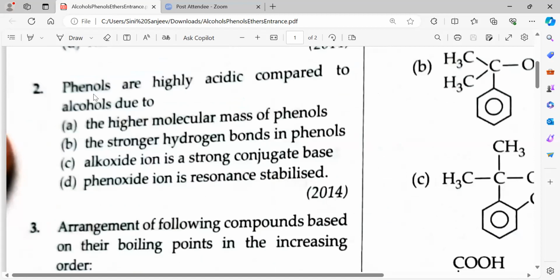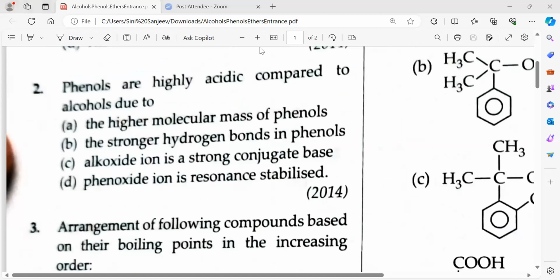Phenols are highly acidic compared to alcohols due to what? First option, the higher molecular mass of the phenols. Second option, stronger hydrogen bonds in phenols. Third option, strong conjugate base. And fourth option, phenoxide ion is resonance stabilized.